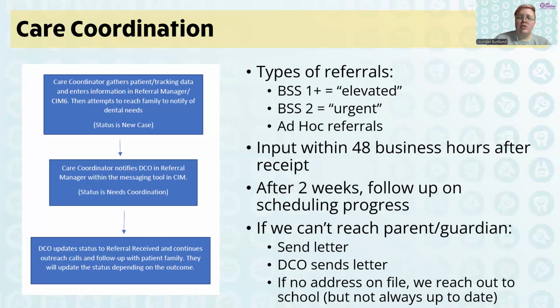And then, within a couple of weeks, the care coordinator will follow up with the DCO and the family to see if things were scheduled, if things are going well. And in the case that the care coordinator can't reach the parent or guardian, they have a couple of things that they do. They send a letter to the family, and then the DCO also sends a letter. If there is not an address on file, the care coordinator tries to reach out to the school to find an up-to-date address. We try to find any way to contact the family to ensure that the child gets their needs met.